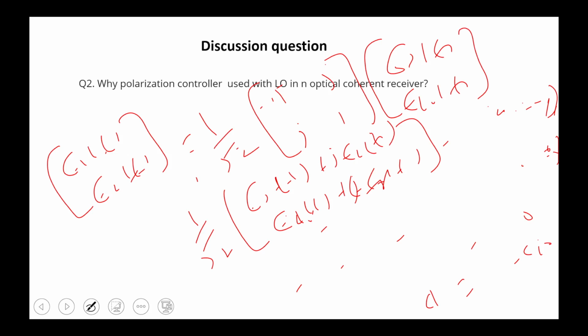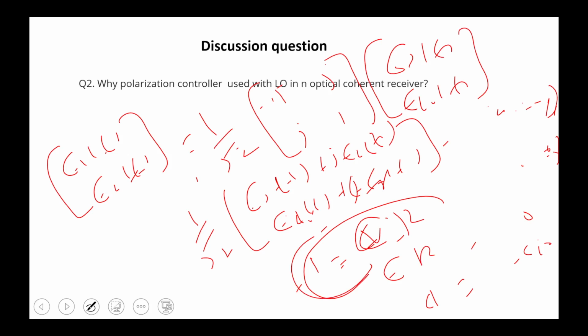So what is my I? I equals E into R, V into R. Some basic formula. Here V is our signal intensity and R is the responsivity. So what happens when I calculate I1 and I2 in that case?